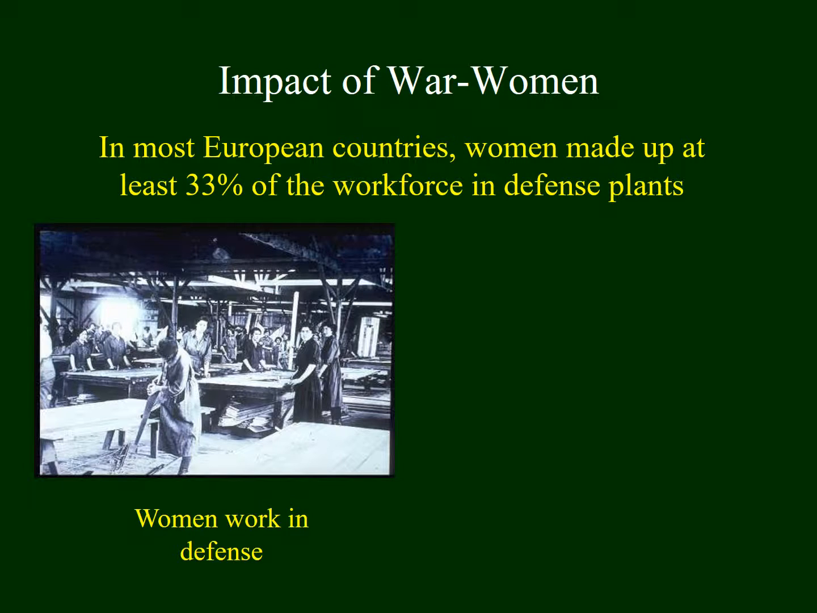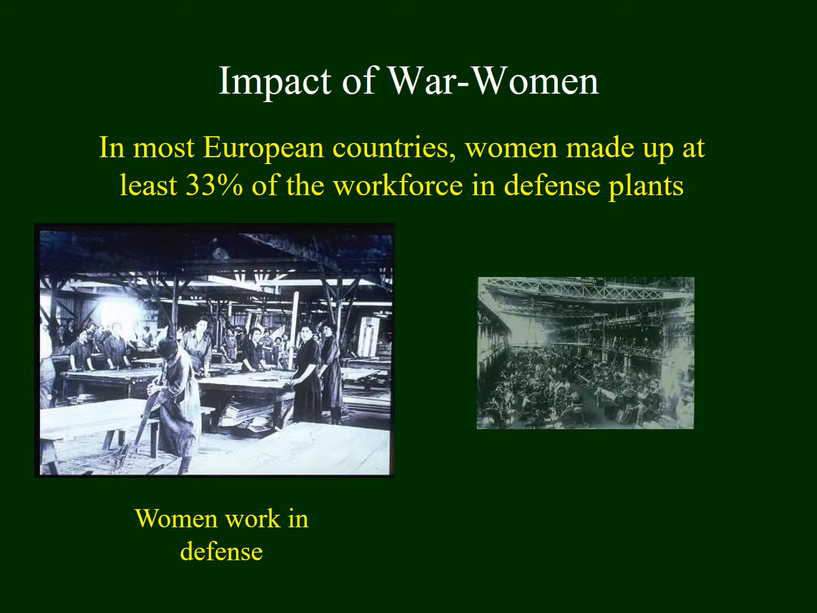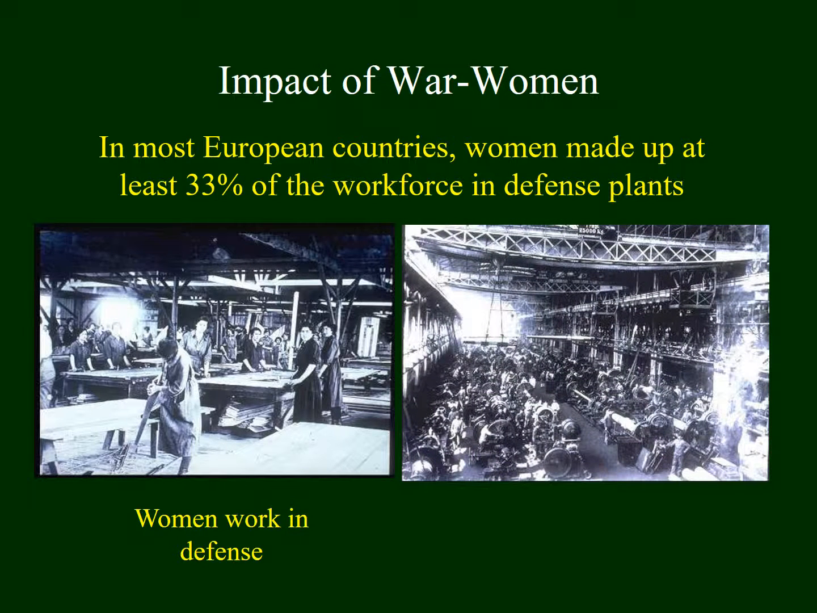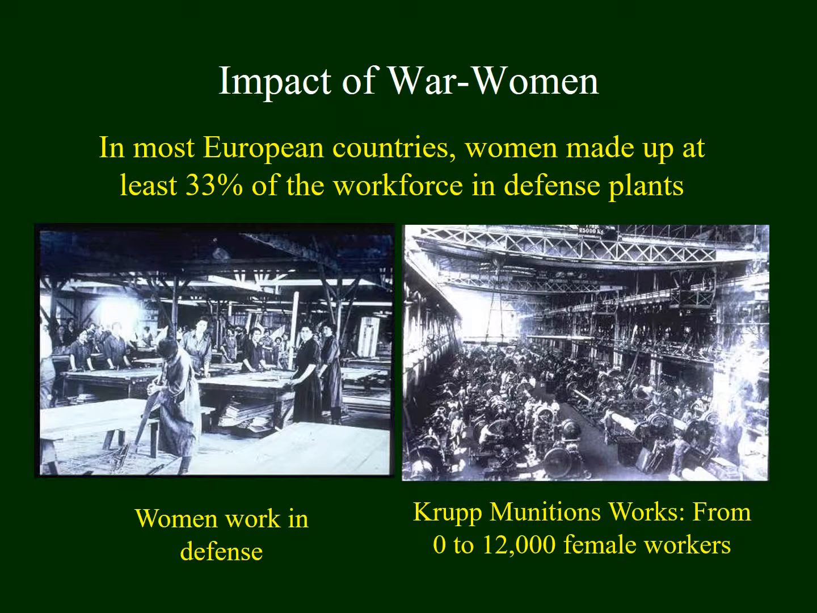By the end of the war, probably at least 1/3 of the workforce in different defense plants was made up of women. A good example is shown on the right. The Krupp Munitions Works was an important German factory. They had 0 women working for them prior to the war. By its end, there were 12,000 female employees.